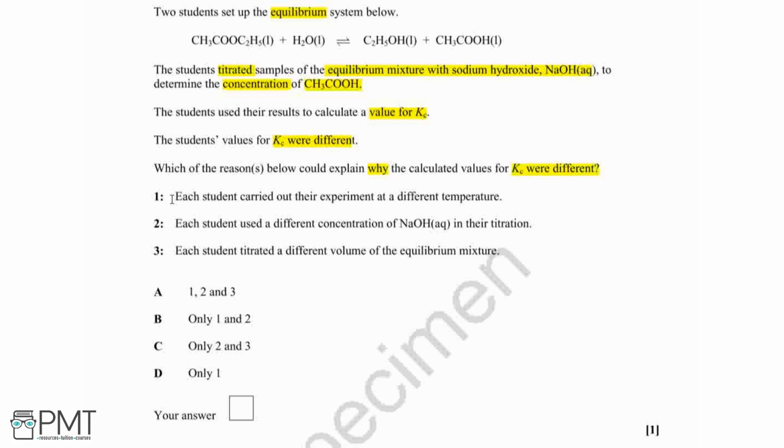Each student carried out their experiment at a different temperature. Each student used a different concentration of sodium hydroxide in their titration. Each student titrated a different volume of the equilibrium mixture. And our answer could either be one or a mixture of each of these options.